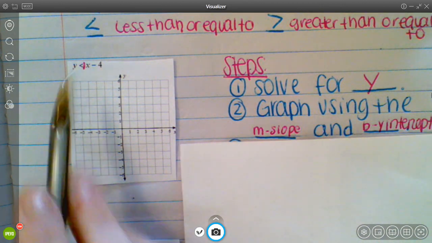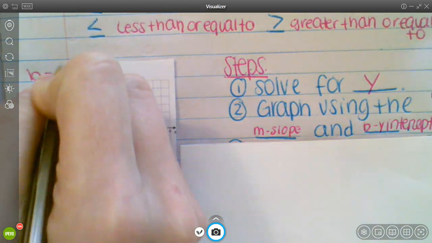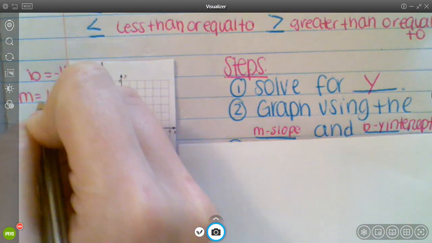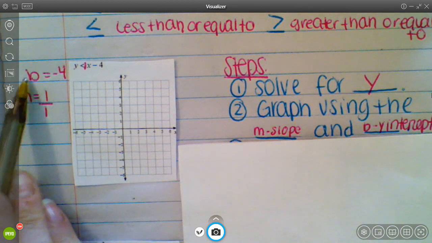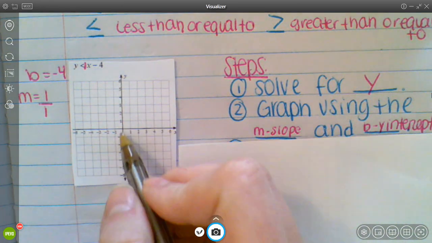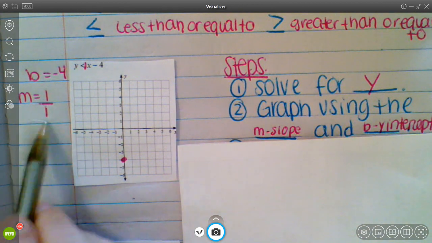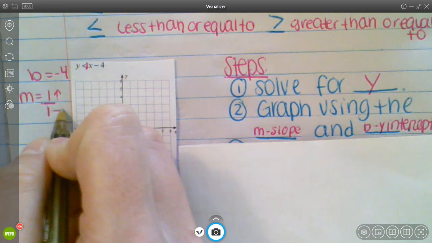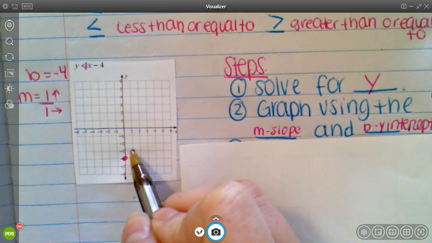So if I go over here, and I'm just going to write it on the side, so remember, my b is negative 4. My m is 1. And if I want to make it a fraction, I put it over 1. So I'm going to take my pen, and I'm going to plot my b, my y-intercept. So I'm going to go along the y-axis where it's negative 4. So that means I go down 4, and I put a point. And then my slope says 1 over 1. Well, slope is rise over run, and it's positive, so that means up 1, right 1. So from this point, I'm going to go up 1, right 1, and put a point. And I'm going to keep going.